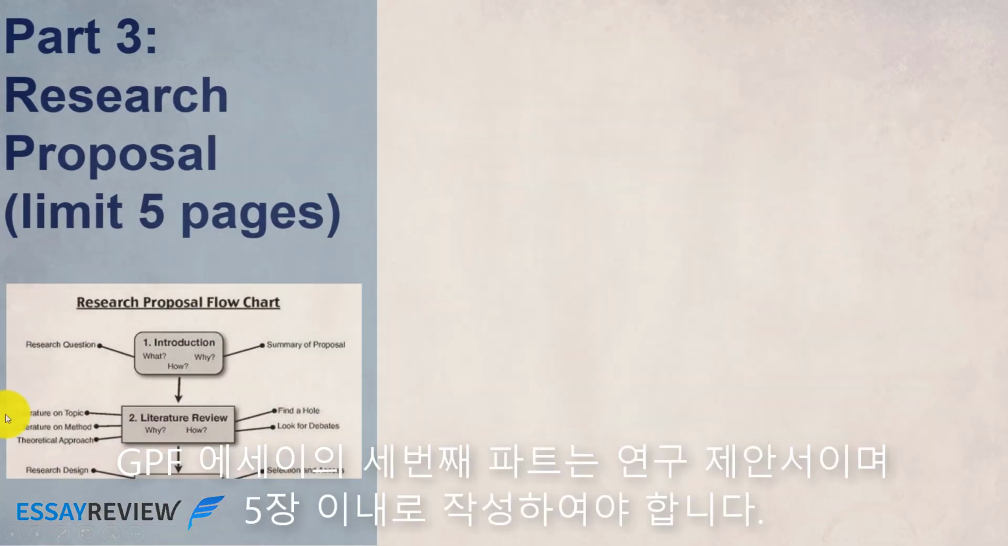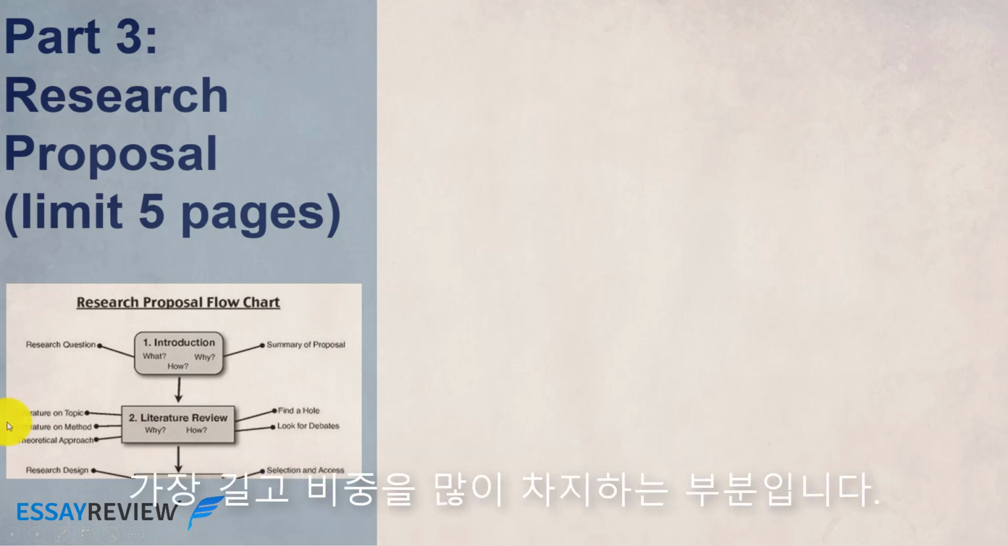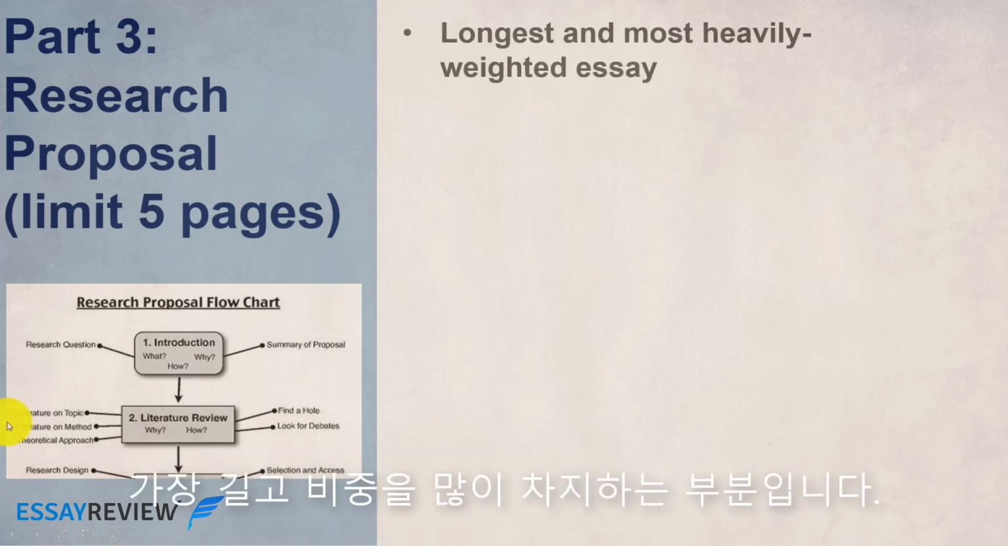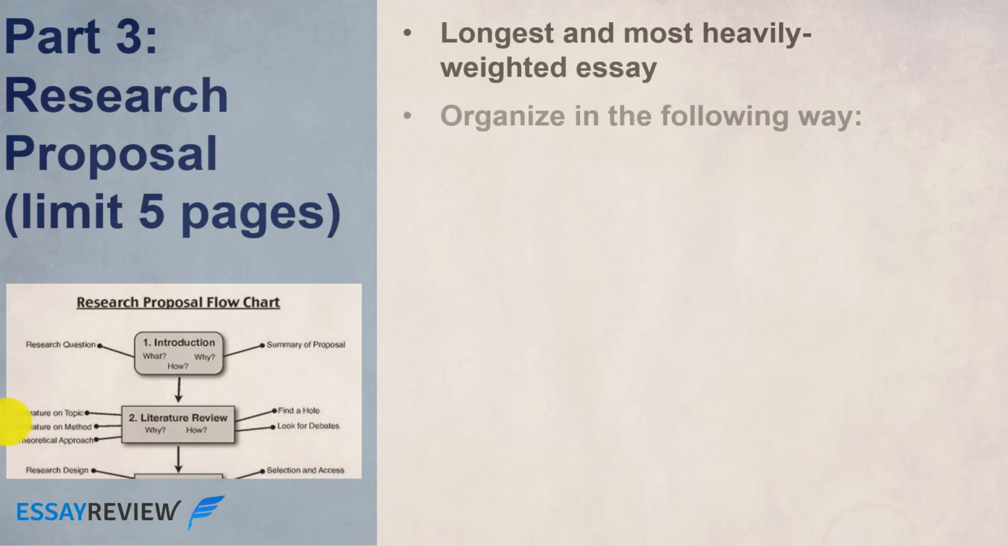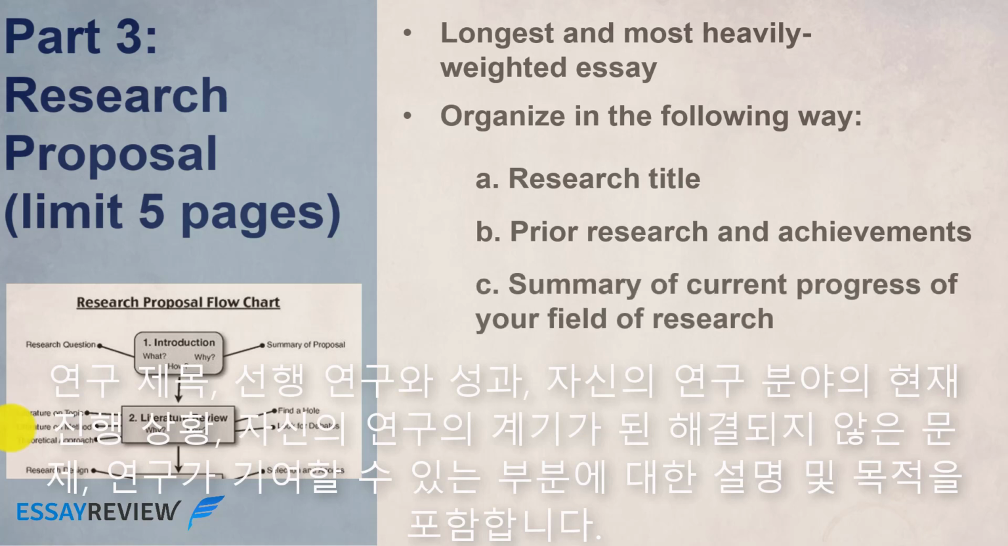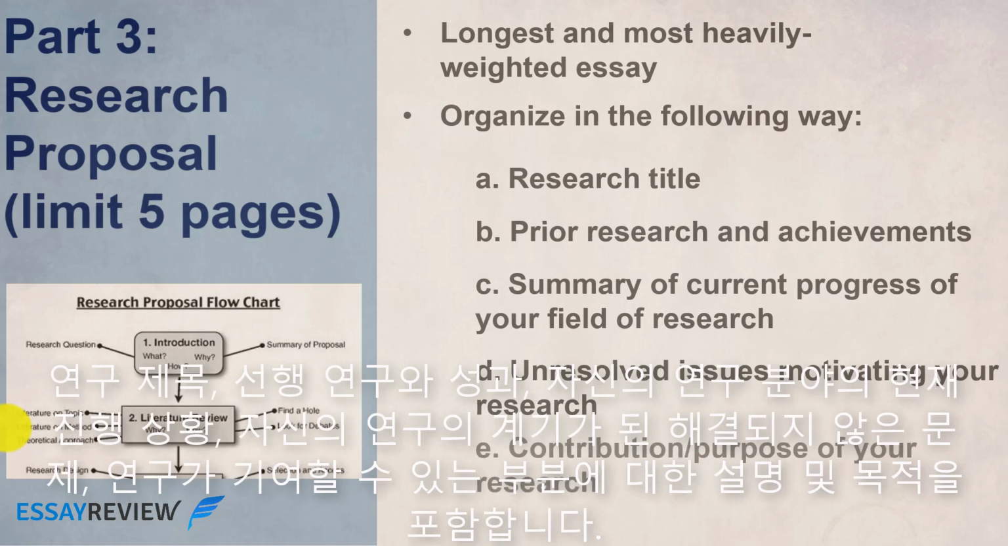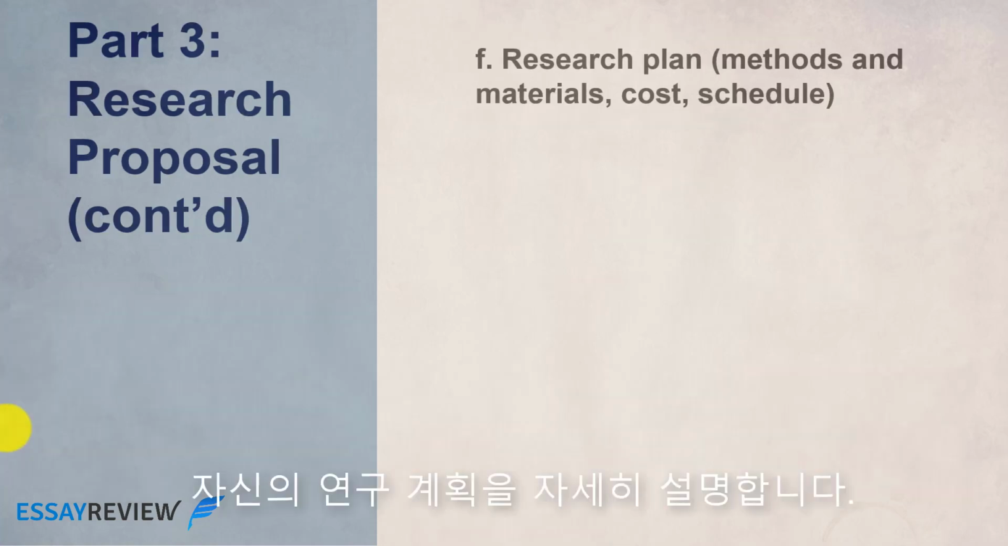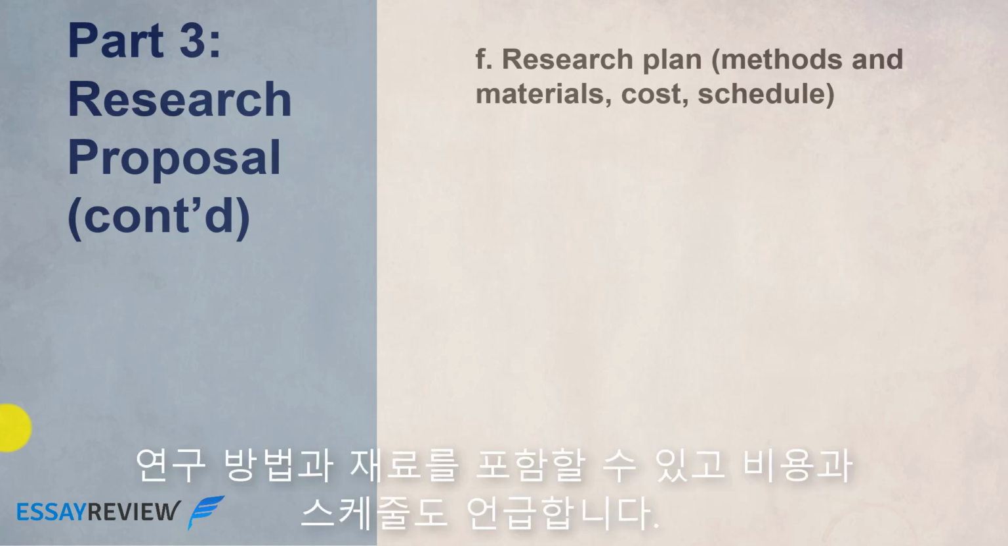Part 3, or Essay 3 of the GPF essays, is your research proposal, and the page limit is 5 pages. This is clearly the longest and most heavily weighted section of the GPF essays. Include a research title, prior research and achievements, a summary of current progress of your field of research, unresolved issues motivating your research, the contribution and purpose of your research to the field of study or to society, your detailed research plan. This can include methods and materials if you know these already, and costs and schedule.